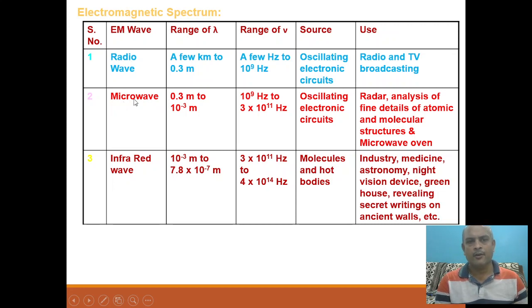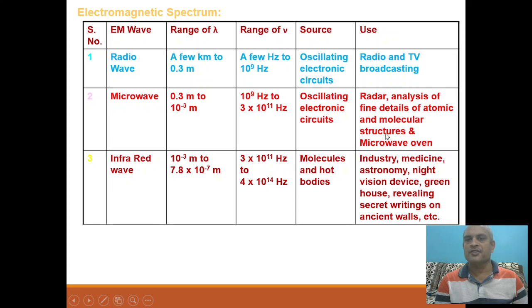Its wavelength is 0.3 meter to 10 to the power minus 3 meter. Frequency range is 10 to the power 9 hertz to 3 into 10 to the power 11 hertz. We can find the frequency by the formula C equal to nu lambda. So nu equal to C upon lambda, putting the value of C equal to 3 into 10 to the power 8. It can be produced by an oscillating electric circuit, same as above. It can be used in radar. The full form of radar is radio detection and ranging, but it uses microwaves. It is also used for fine analysis of atomic and molecular structure, and also in the microwave oven.